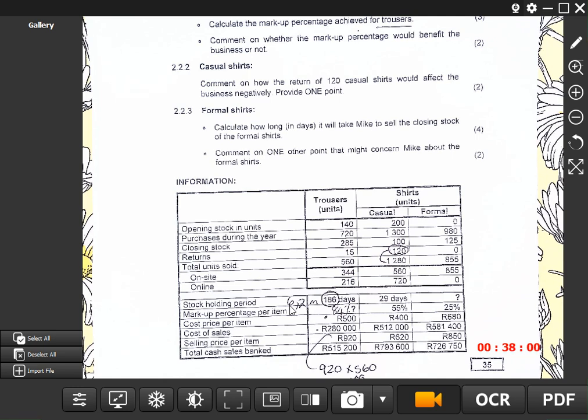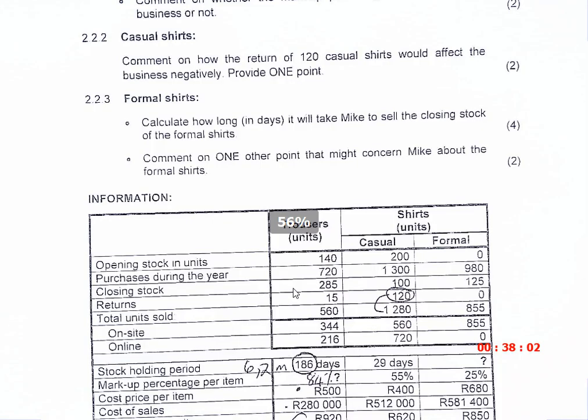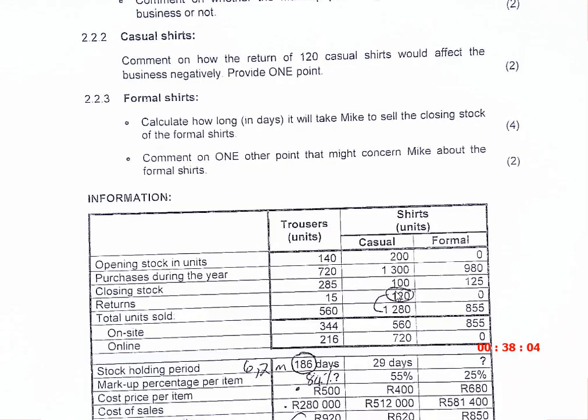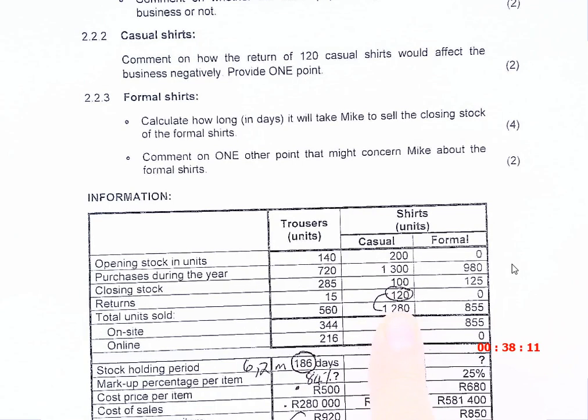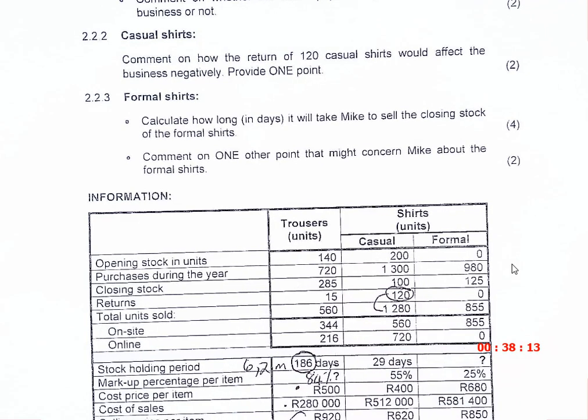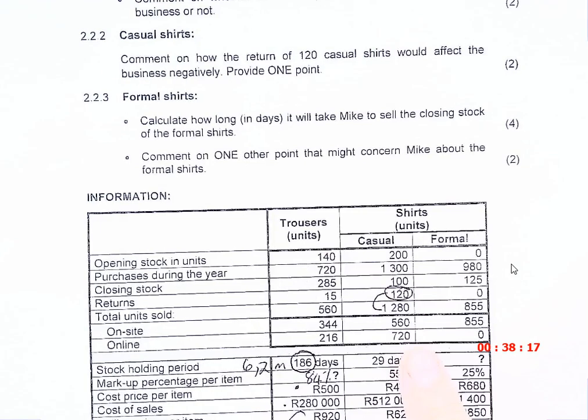And this return is us returning to the supplier. So, if I look at this returns, this is what my clients are returning. Ne? Because if you go and work out, so this is not what I return. This is what's returned to me. Okay. Yes. So, next.